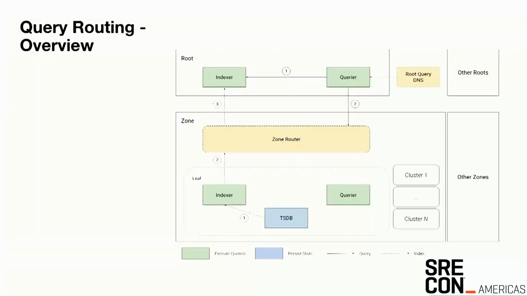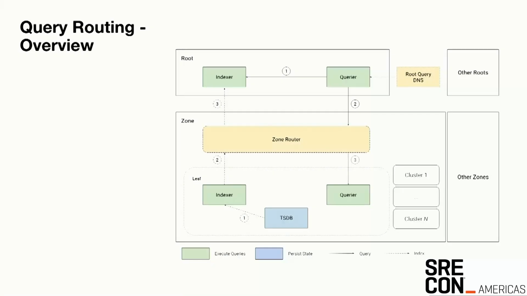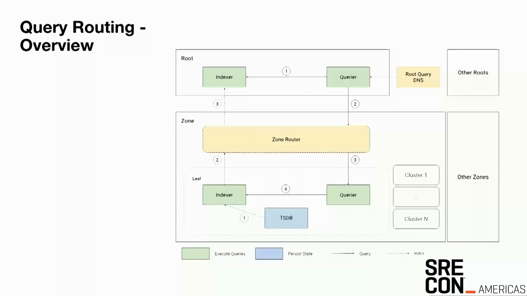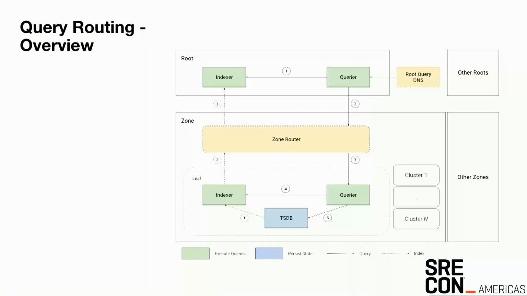And then the query would continue to propagate down the tiers to the zone and then also the leaf, where in each hop it would be asking the local indexer. So in this example, when it gets down to the leaf, it says, okay, what TSDBs here might have this data? And then after it gets that back, it would actually contact those TSDBs to get the data that it needs to evaluate the query.